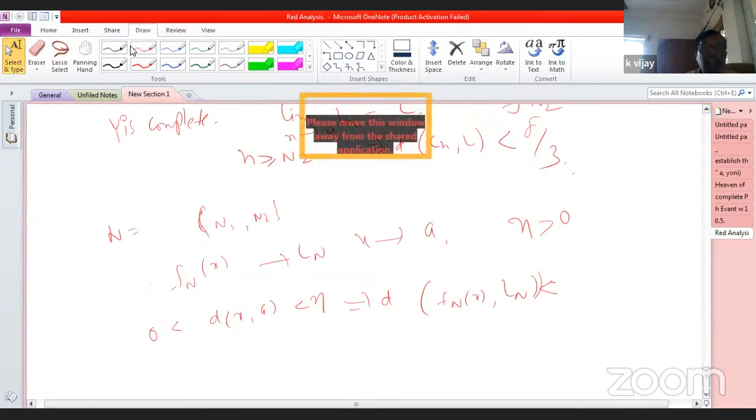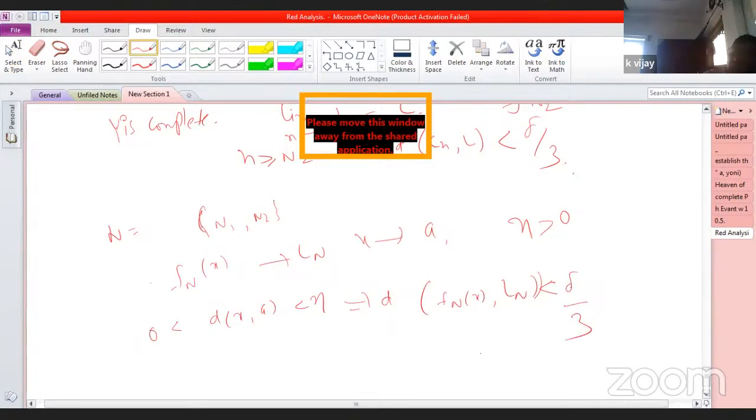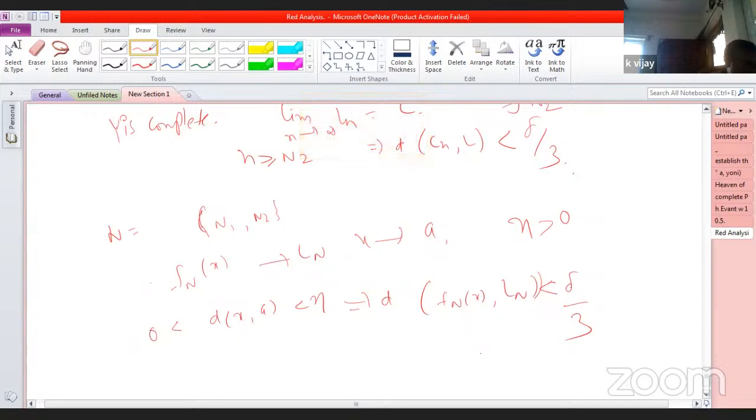0 less than d(x, a) less than eta, d(f_n(x), l_n) less than what, is it delta by 3 or delta by 2? Delta by 3. Very good. So where we are taking x by a, there is a condition of d(f_m(x), f(x)) plus d(f(x), f_n(x)), delta by 3 plus delta by 3. Even also n is equal to n1 and n2, it is delta by 3.